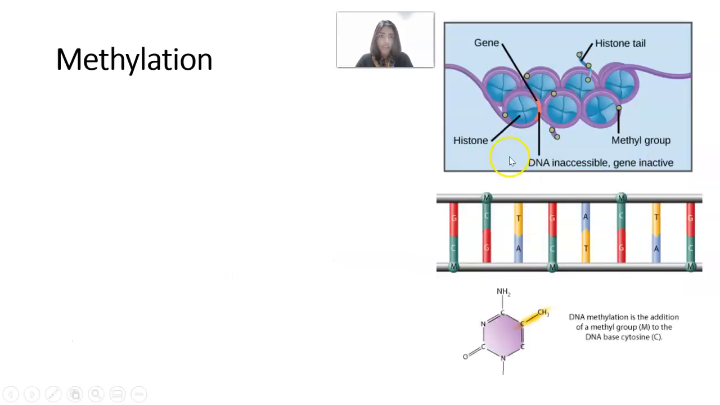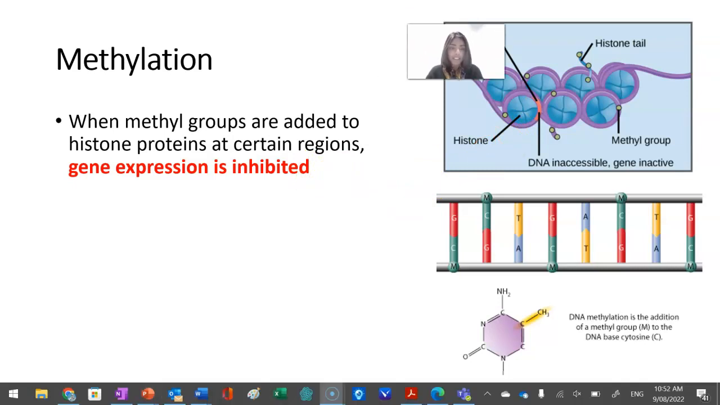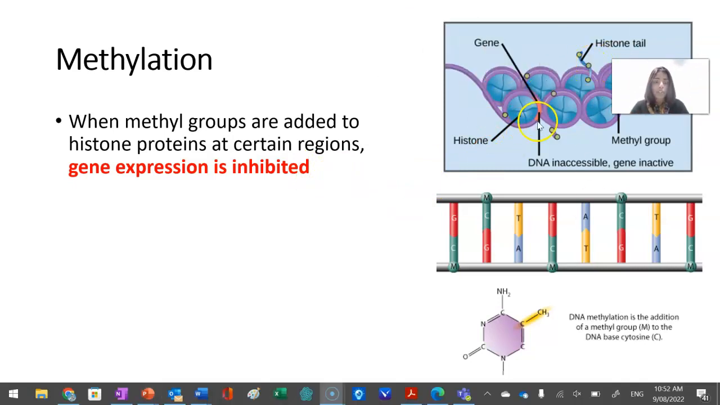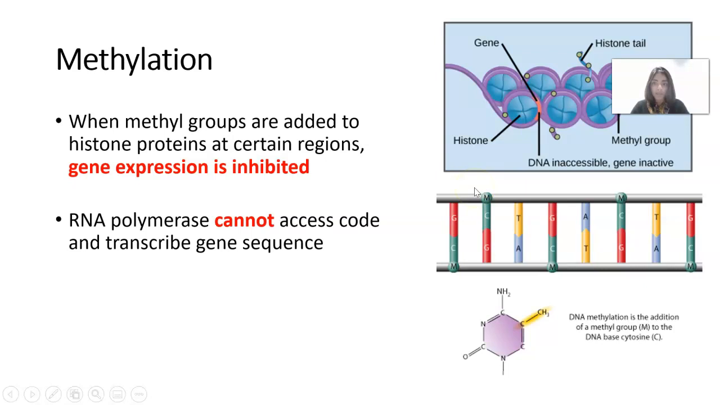Now if we look on the other side of that, when we see methylation, what methylation does is it inhibits gene expression. Now how it does that is it actually causes those histone proteins to coil up and therefore gene expression is inhibited. RNA polymerase cannot bind because you're unable to read this sequence.